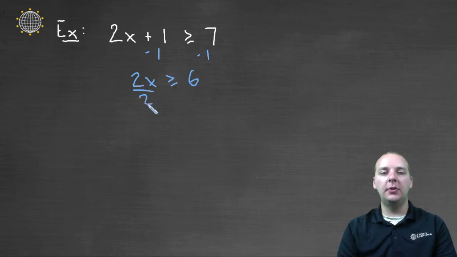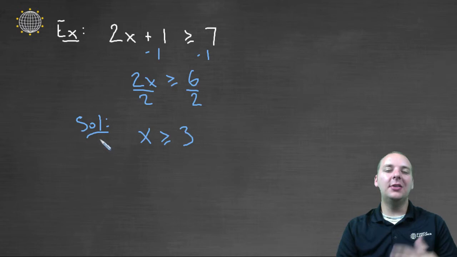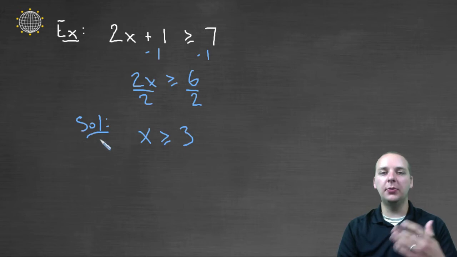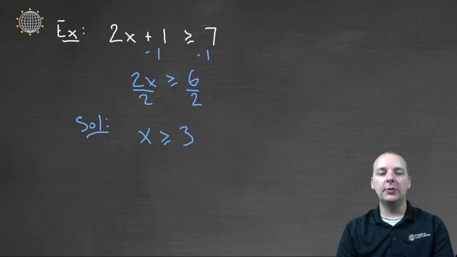I'll divide both sides by 2. And I'm not going to flip this inequality around because I'm not multiplying or dividing by a negative. So we get x is greater than or equal to 3. So this would be my solution. That's somewhat clear as far as what x's that represents, but oftentimes it's better to see this with your eyes with an actual picture. So that's what we'll do next.